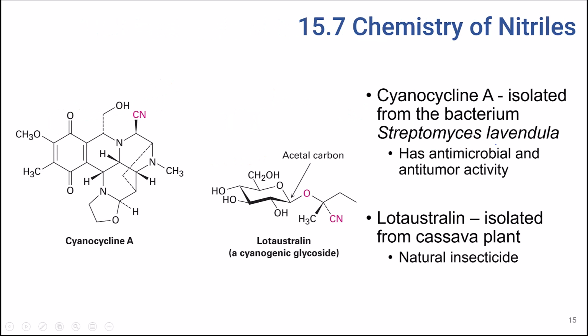Cyanocycline, which is shown on the left, is isolated from the bacterium Streptomyces lavandula. This has antimicrobial as well as anti-tumor activities. So we can see that nitriles are important biologically. Some nitriles can be part of sugars. So here's one right here. This is lotaustralin. This is isolated from the cassava plant and is a natural insecticide.